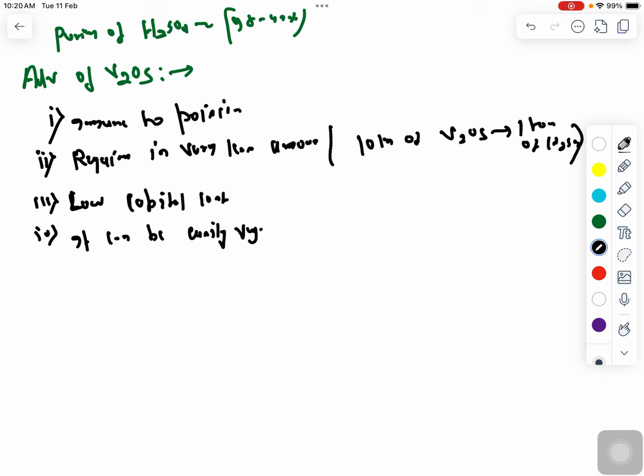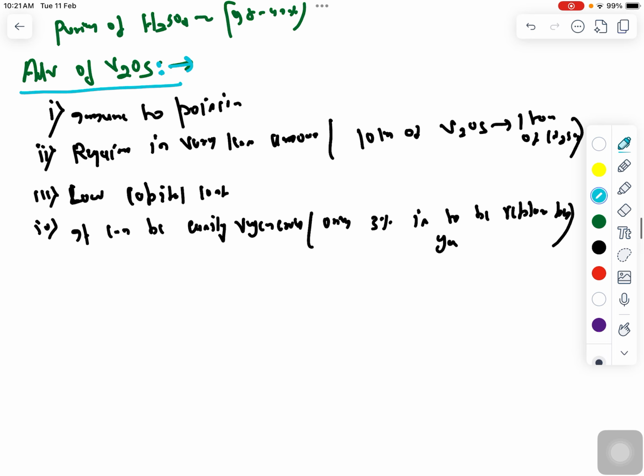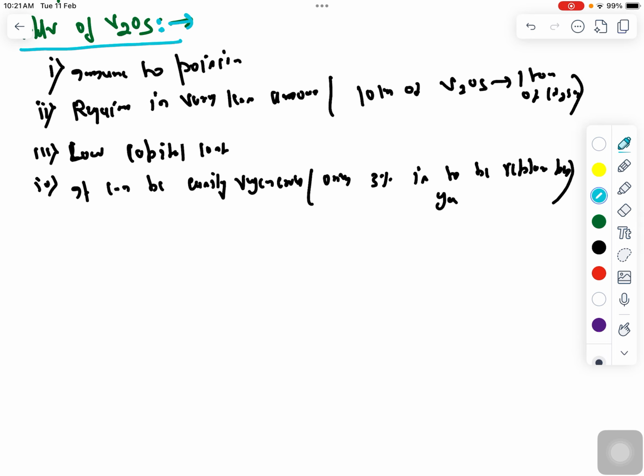easily regenerated. So you can say only 3% has to be replaced per year, which is a very decent quantity. So these are the advantages of using vanadium pentoxide in producing H2SO4: it is immune to poison, requires a very small amount. That's why it decreases the capital cost, and it is very easily regenerated, right?